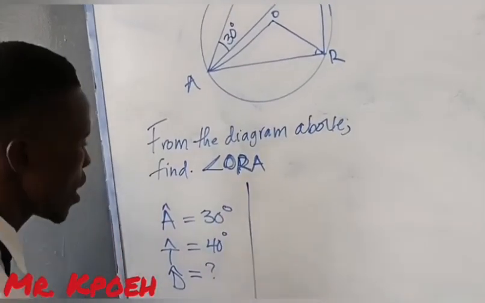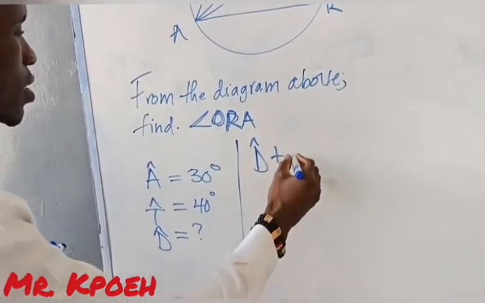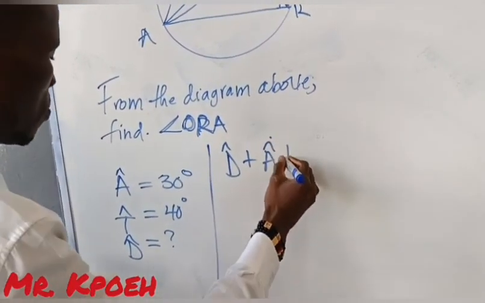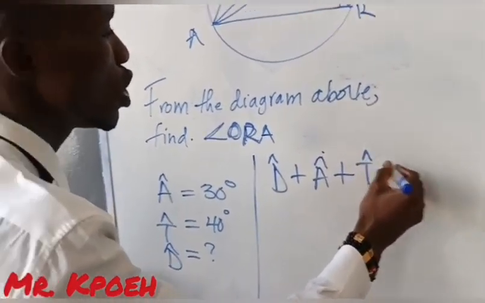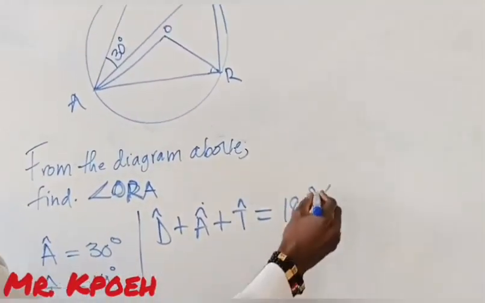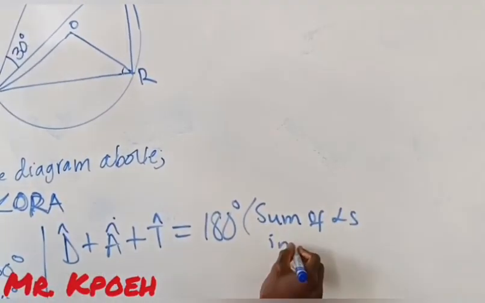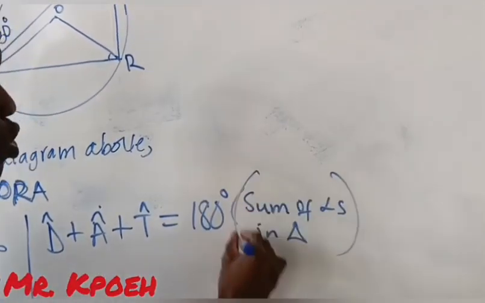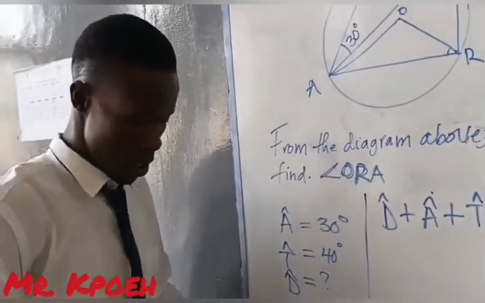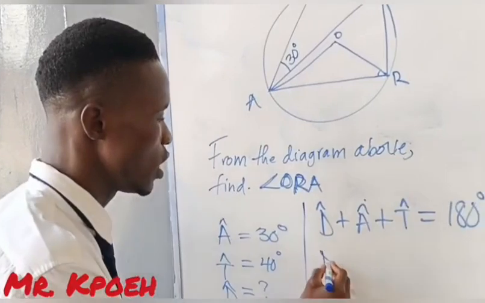I will say here, angle D plus angle A plus angle T all equal to 180 degrees. This is the sum of angles in a triangle. This is the symbol of a triangle. Now, we have A and T, so only D needs to be found.